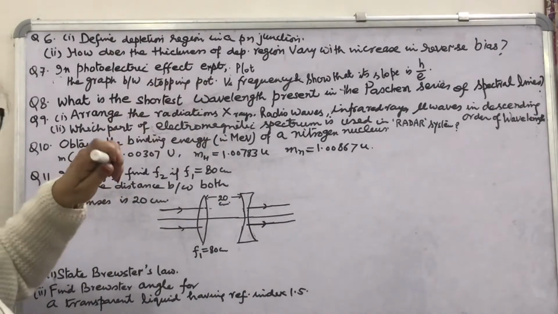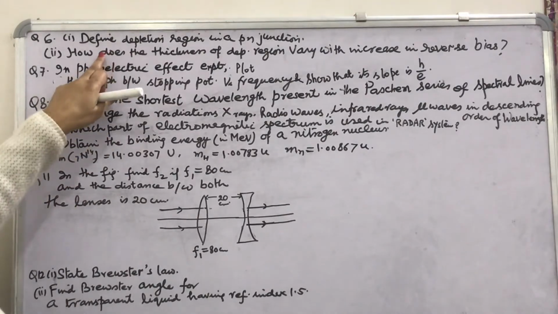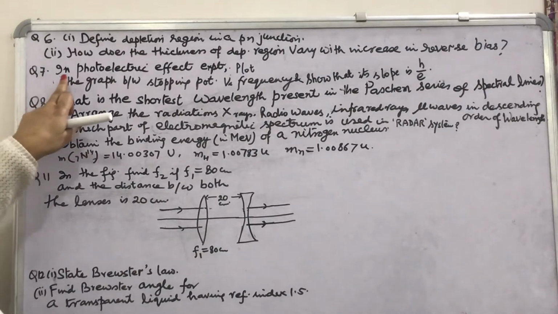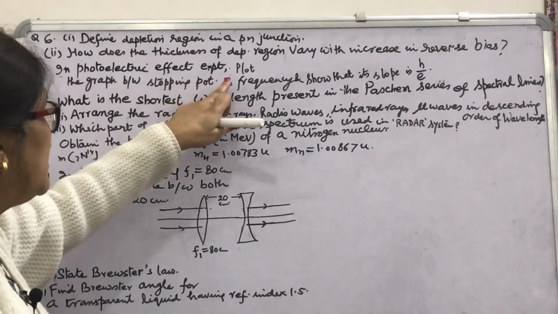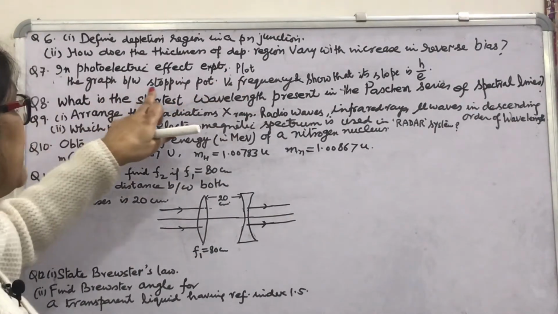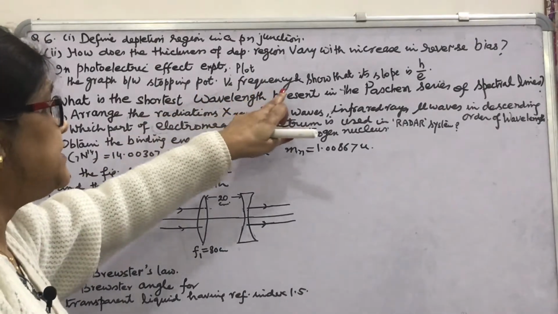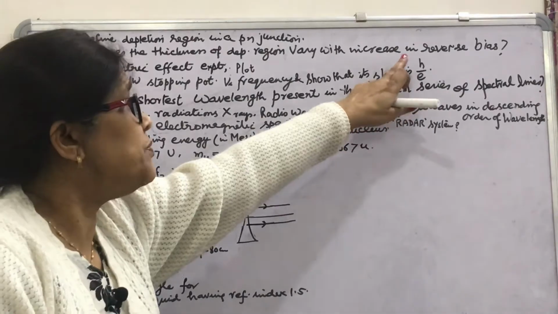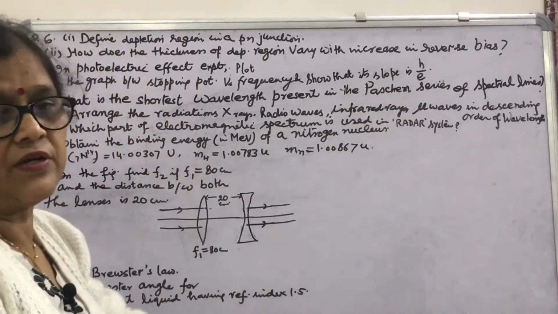These two questions, I think these two will be clear to you. Seventh question: in the photoelectric effect experiment, plot the graph between stopping potential versus frequency and show that its slope is h upon e, where h is Planck's constant and e is the charge of the electron.